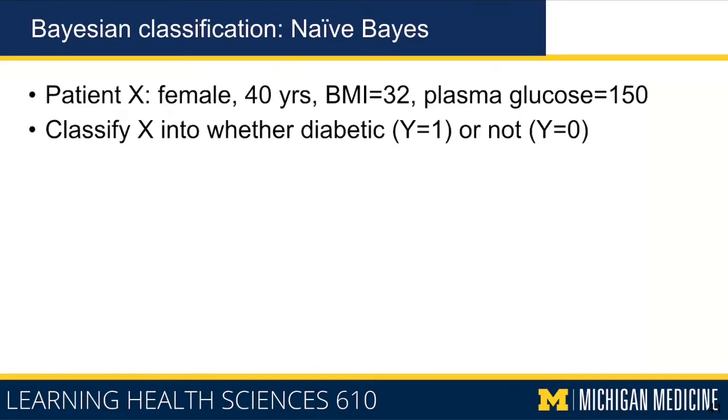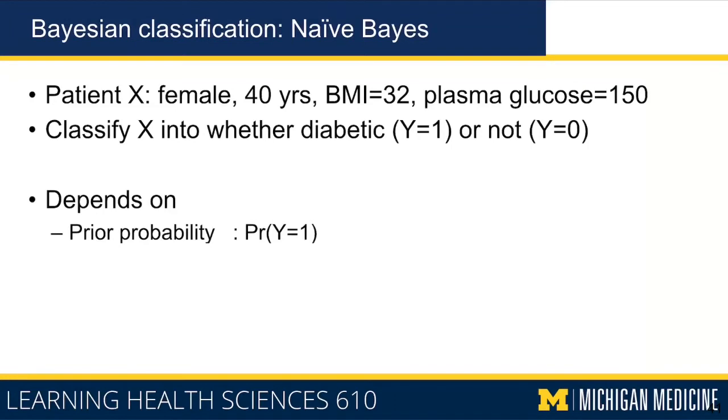Okay, great. Again, patient X is female, 40 years old, BMI 32, plasma glucose 150, and you need to classify this person as whether they are diabetic or not. So it's a two-class classification problem.